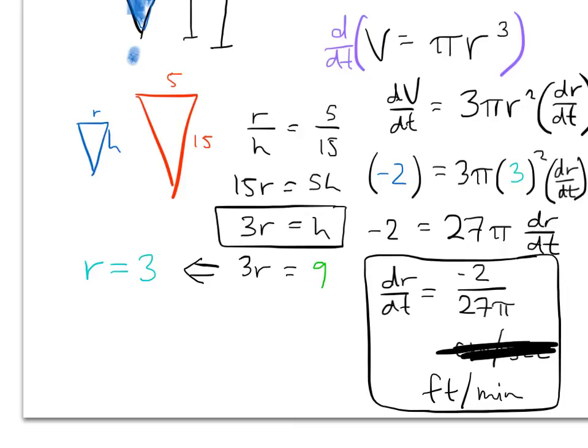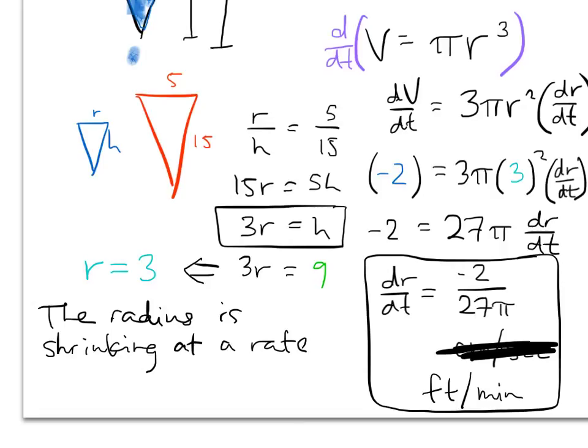So we can actually answer the question. We would want to say the radius is shrinking, which should make sense since the water level is dropping, at a rate of, and since we already said shrinking, we don't need that negative sign. So we could say 2 over 27 pi feet per minute. Okay, so now let's take a look at part B.